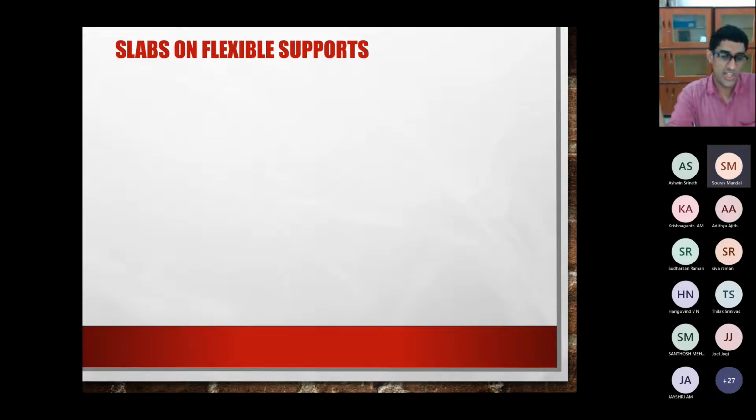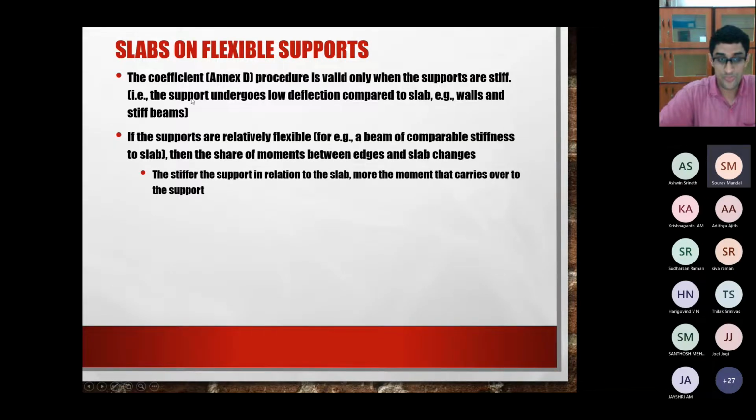So the engineer should be quite satisfied that even if he takes the beam to be a rigid support, it's not going to be a very unsafe assumption. Okay, they just need to convince themselves of that. Then practically speaking, people still use the coefficients even for slabs on flexible supports, or slabs which are supported on beams, though technically those coefficients are derived for rigid support edges. Okay.